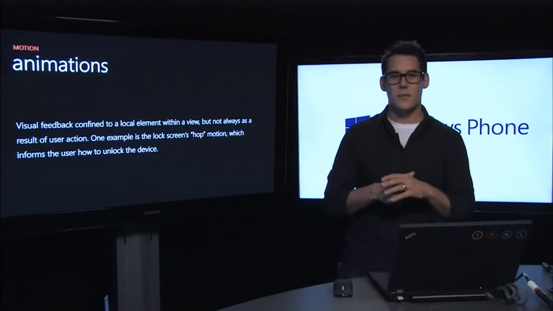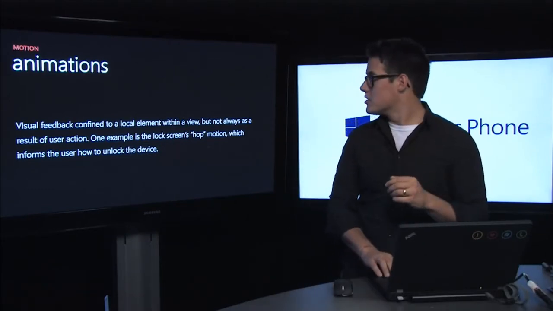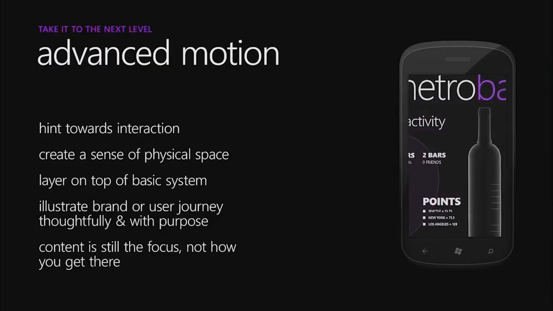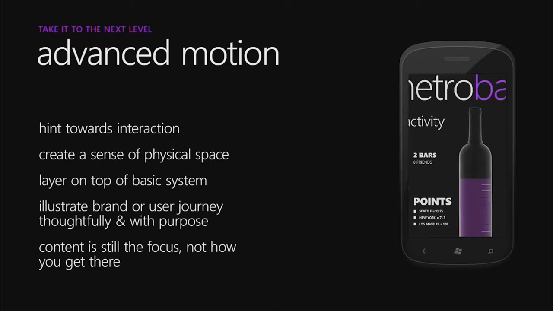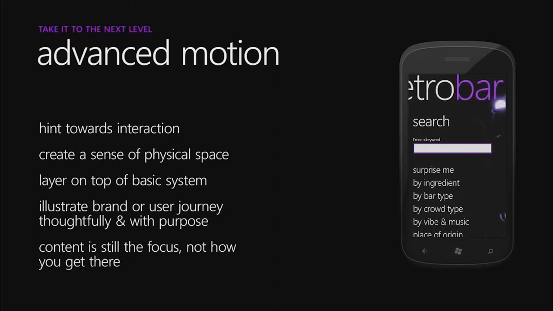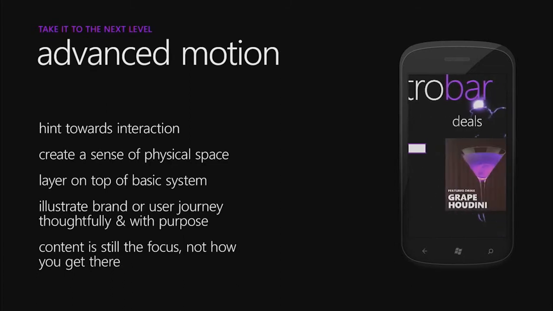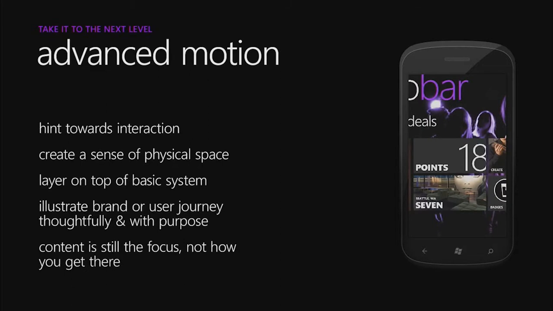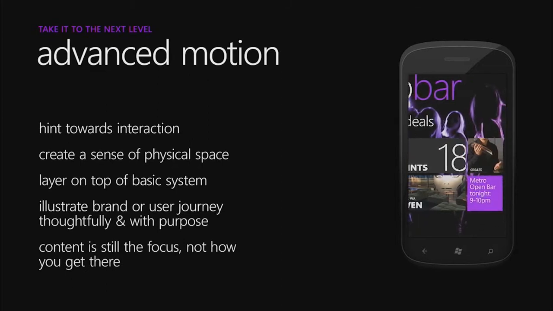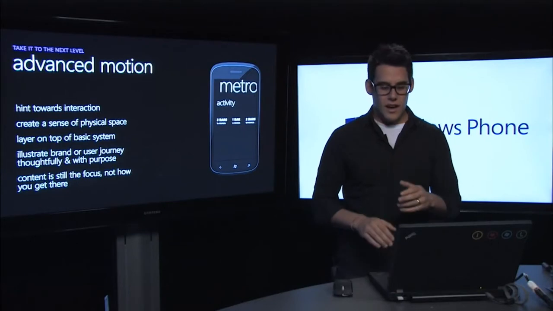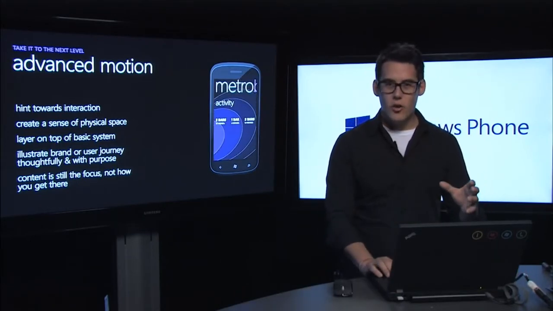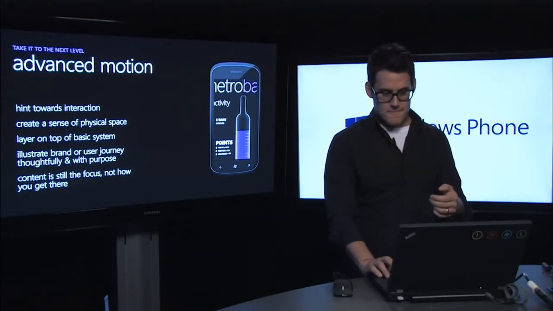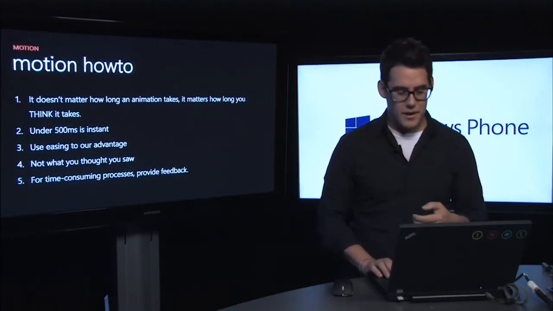These are great examples of when you're doing some motion, try as best as you can to hint towards what an interaction would be. As you animate items in and animate them out, animate data in, create a sense of physical space, layer on top of the basic system, illustrate brand and user journey thoughtfully and with purpose, and content is still the focus, not how you get there. So all these animation things are not the goal, they're just kind of the spice that makes it that much better. Make sure your animations serve a purpose.